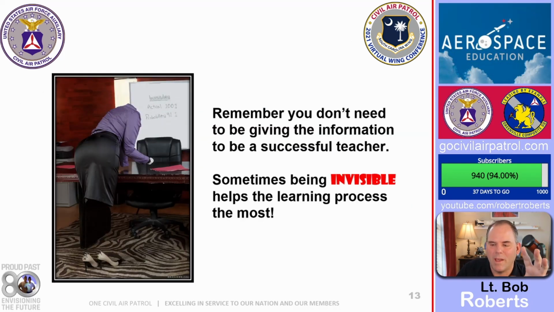Also remember that you don't need to be the one giving the information to be a successful teacher, right? So it's really hurtful to our pride sometimes, right? If we give it up and we go, oh, the kids really don't need us, then why are we even here? Well, you know what? You build the formation, you build the structure around the lesson. And then sometimes the best way to teach is to not teach. The best way to teach is to give them the area and then get out of the way, right? So sometimes being invisible is the most helpful thing you can do to the learning process.